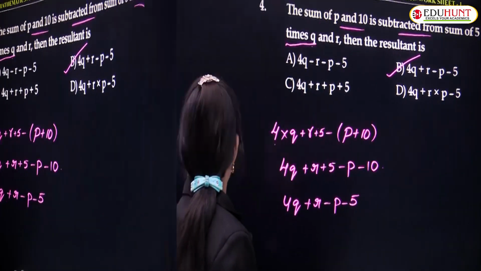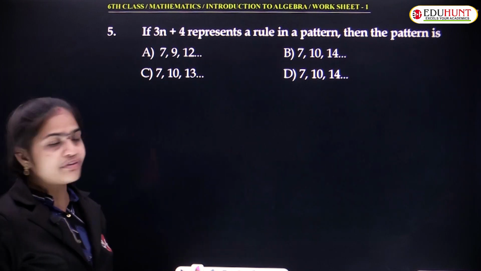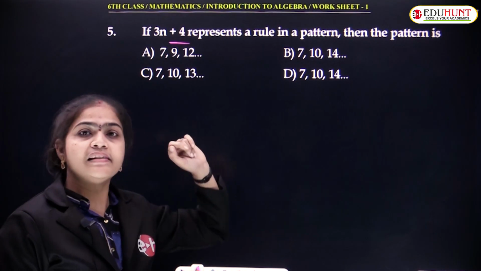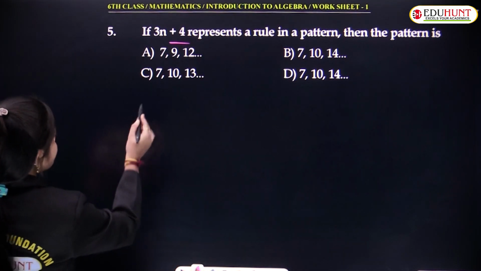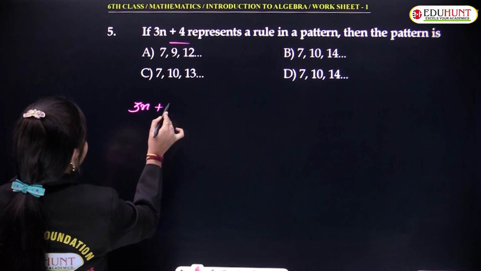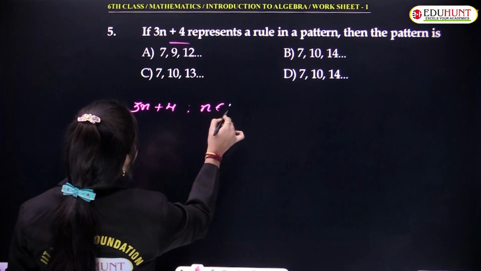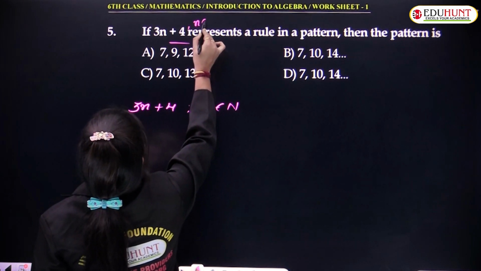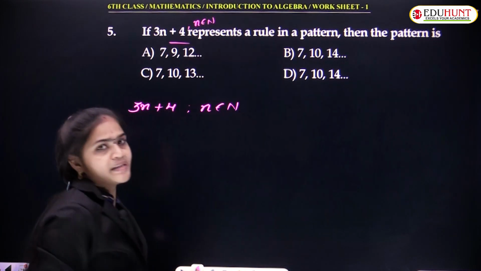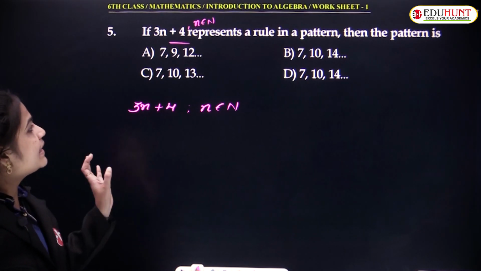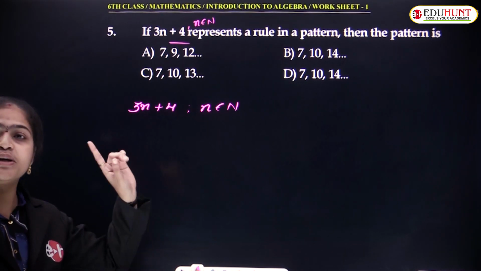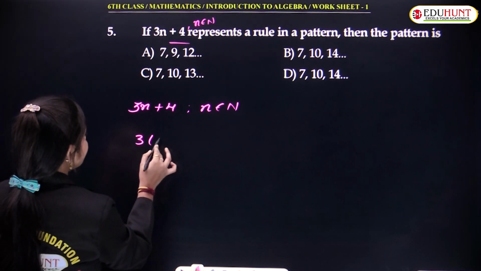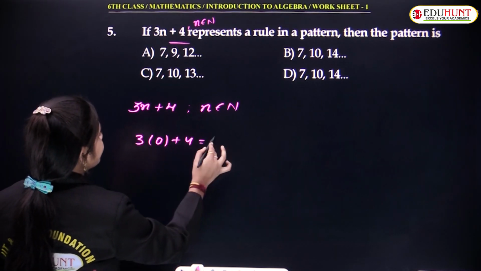Yes. See question number 5. If 3n plus 4 represents a rule in a pattern, then the pattern is. Now see, the given pattern is 3n plus 4, and n belongs to N. The condition was missed here. N belongs to N condition represents a rule in a pattern, then the pattern is. Why? Because we kept n belongs to N, which means if you take 0, then what will happen here? You will get 4.